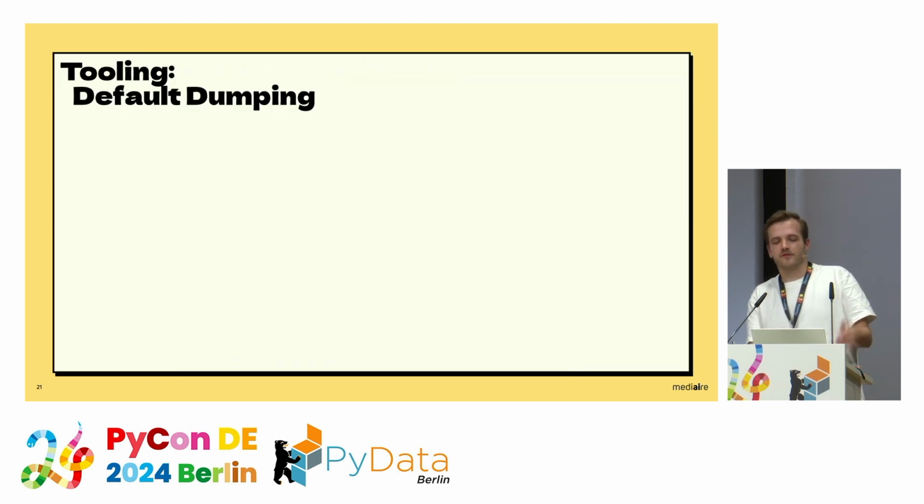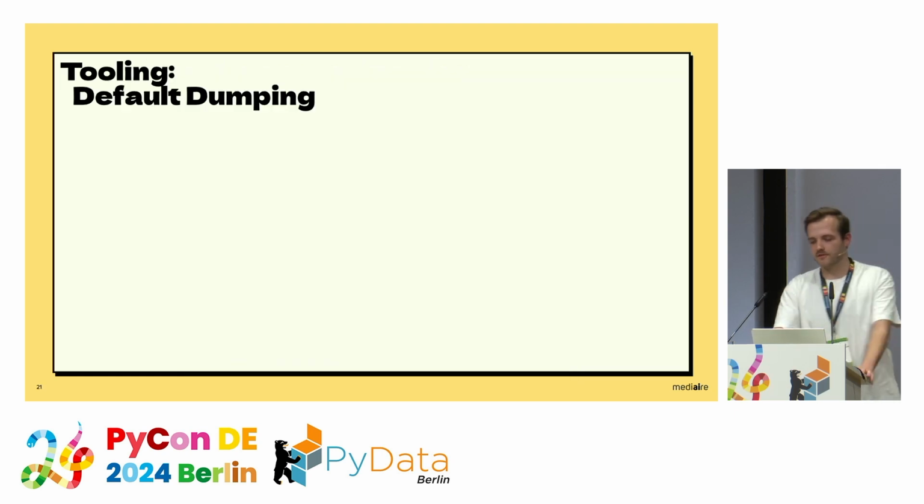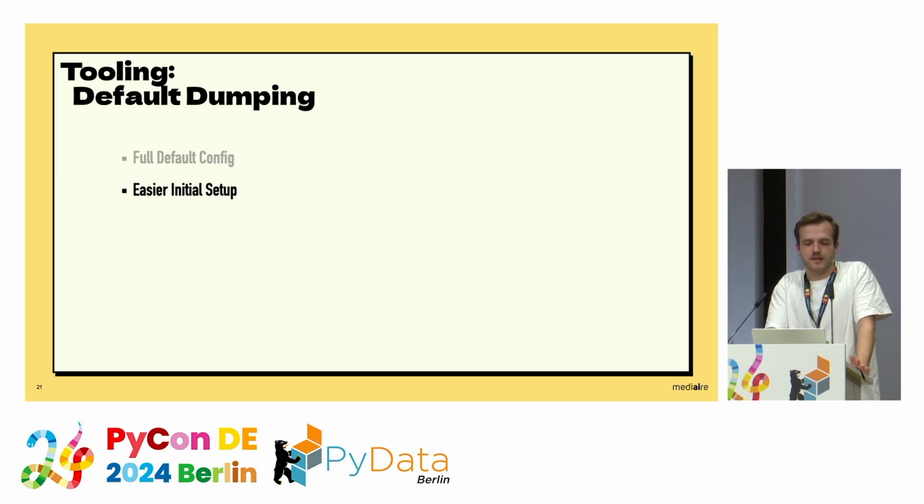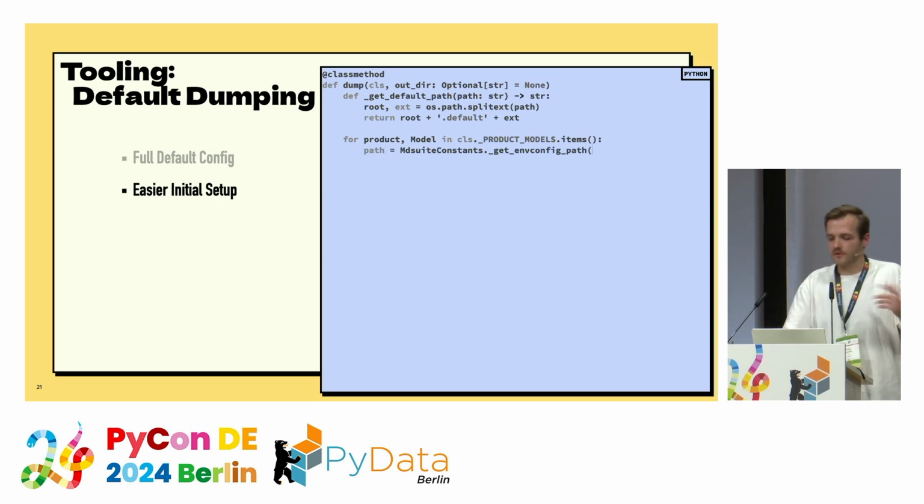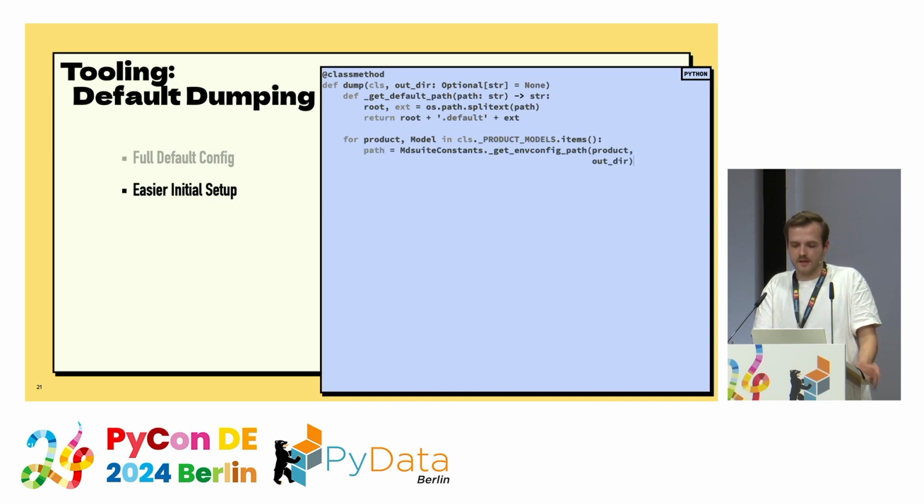As I said before, we also dump a default configuration file that can be very useful for an easier initial setup. The way I'm doing it is, again, getting some modified file paths and getting the configuration objects for all of our different products, and then going through all of the products and dumping the object into a dictionary.